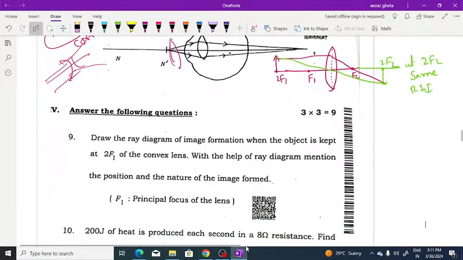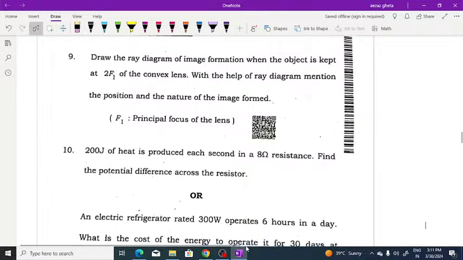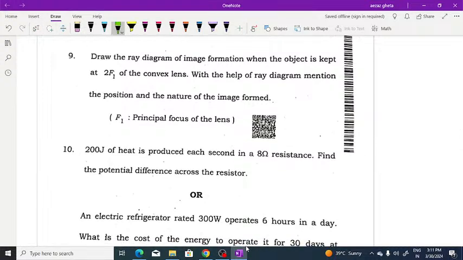Next question. 2000 joule of heat energy is produced each second, so H is equal to 2000 joule, time is equal to 1 second, resistance is equal to 8 ohm. Find the potential difference across the resistor.